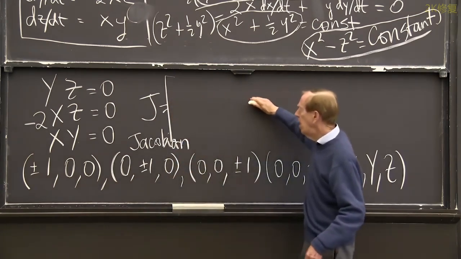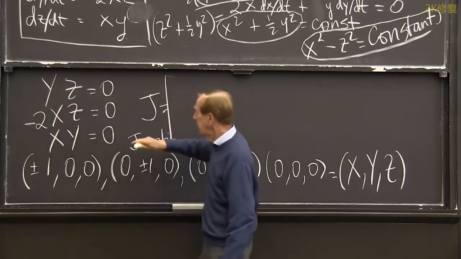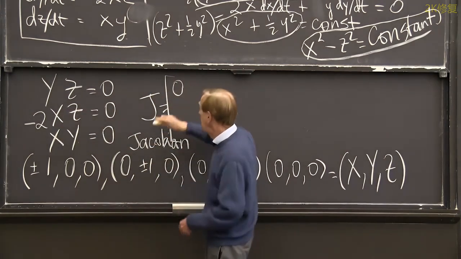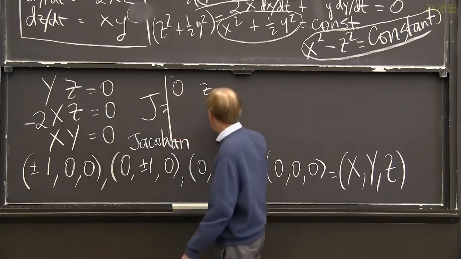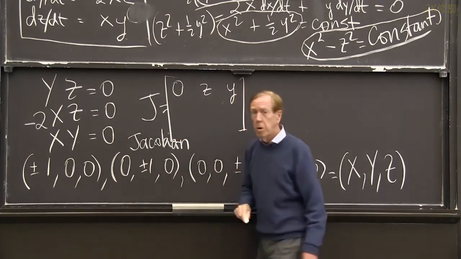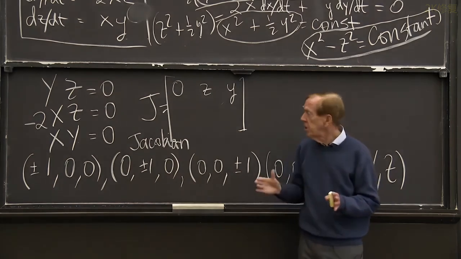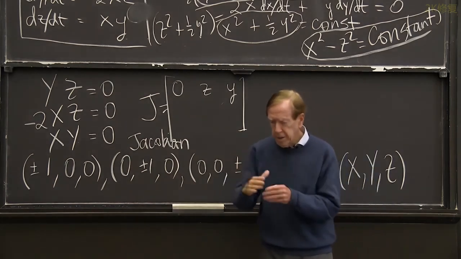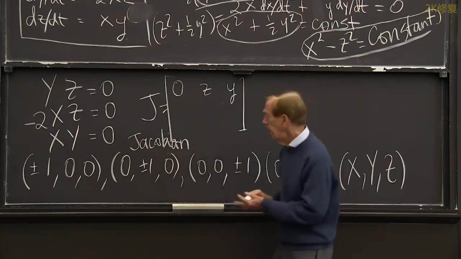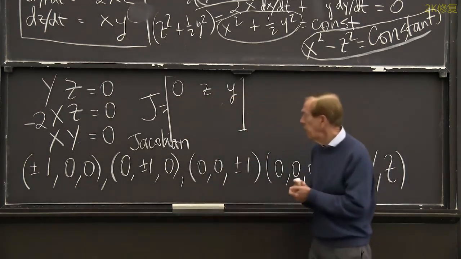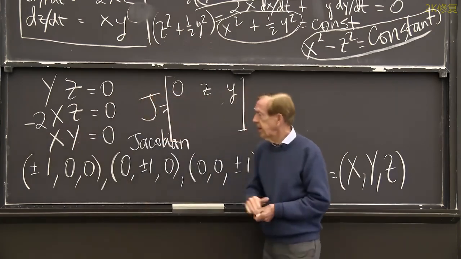On the top row are the derivatives of the first function. With respect to x, the derivative is 0. The derivative with respect to y is z. The derivative with respect to z is y. Those were partial derivatives. They tell me what's happening with the first unknown x around the critical point.